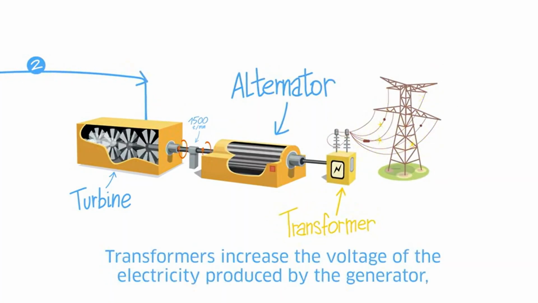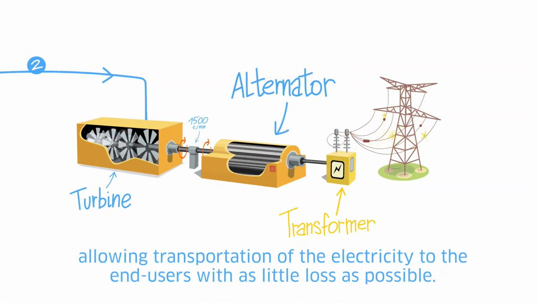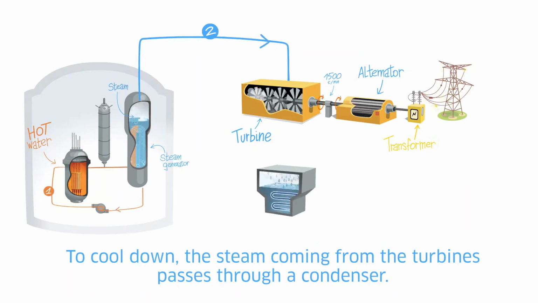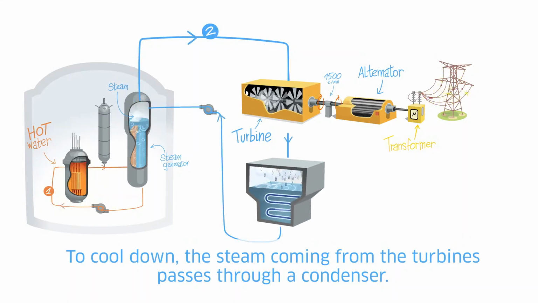Transformers increase the voltage of the electricity produced by the generator, allowing transportation of the electricity to the end users with as little loss as possible. To cool down, the steam coming from the turbines passes through a condenser.